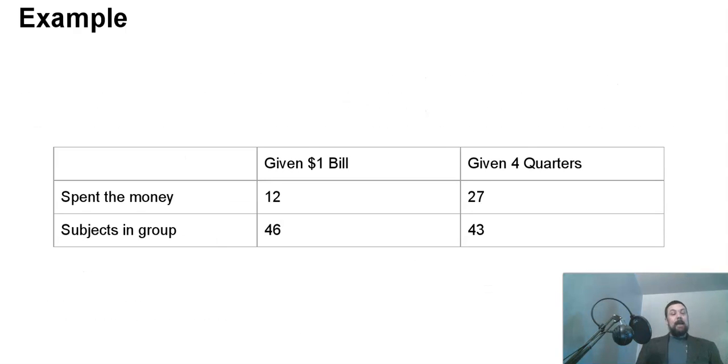Okay, so here's the data from this example. The first column here are the students that were given $1 bills. 12 of them spent their $1 bill on gum or mints. 46 that were given a $1 bill did not. Subjects in group.